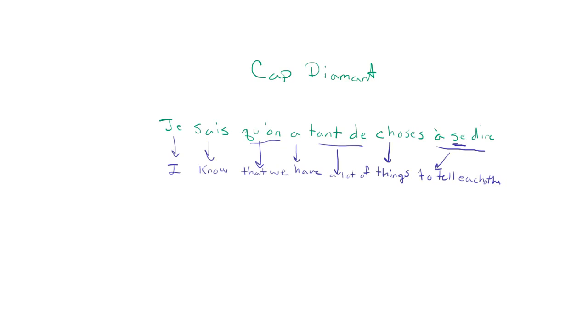So even though it's se, it no longer means myself or ourselves. It means each other. And if you look at it, it kind of makes sense. I know that we have a lot of things to tell to ourselves. That doesn't really make sense. A lot of things to tell to each other. That's more logical. So this means each other. And also, let's take a moment to appreciate that this is agreed to this on, which is all the way over here.